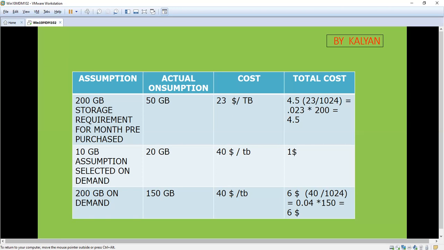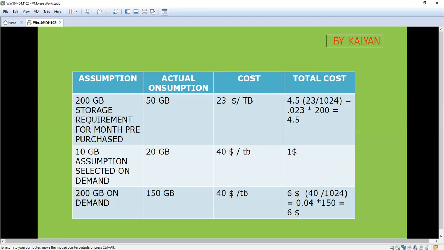This is the real figure. I will show it on the Snowflake website itself. If it is around 50 GB, $23 divided by 1,024 comes to around 0.02 per GB. For our storage requirement we have paid for 200 GB, so 200 times 0.023 is around $4.5. This is for pre-purchase.